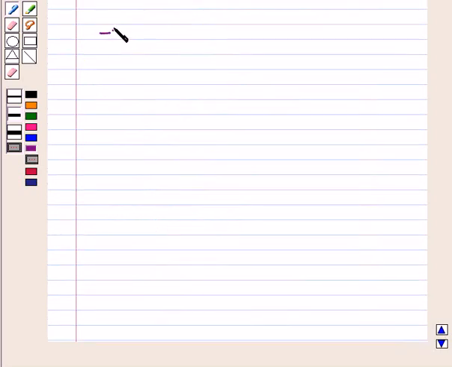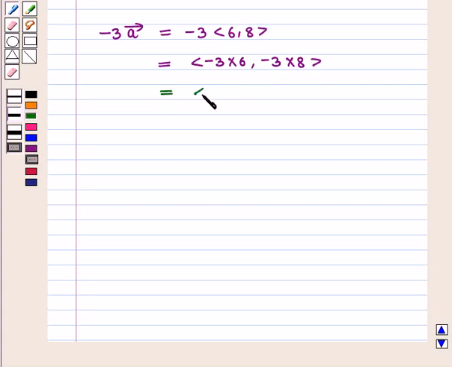Now let us find minus 3 into vector A, which is given by minus 3 into the ordered pair 6, 8, that is equal to the ordered pair minus 3 into 6, minus 3 into 8, which is equal to the ordered pair minus 18, minus 24. So minus 3 into vector A is given by the ordered pair minus 18, minus 24. Now we find its magnitude.